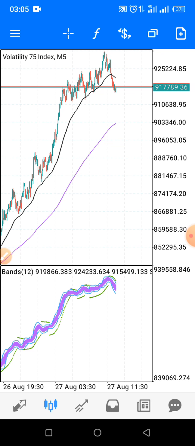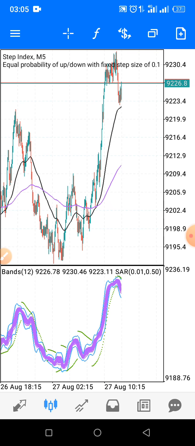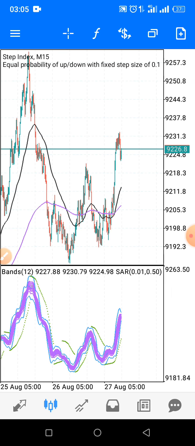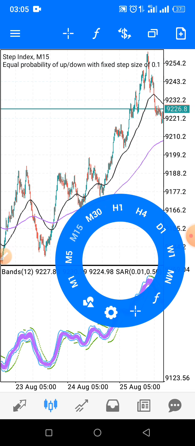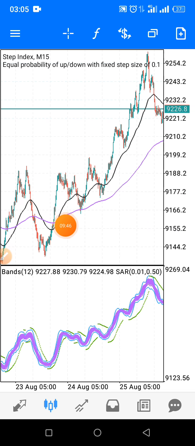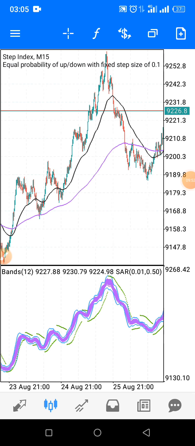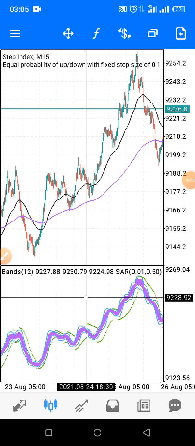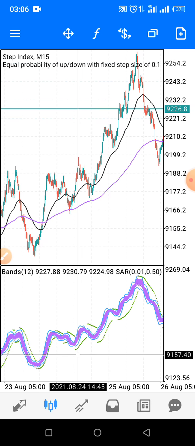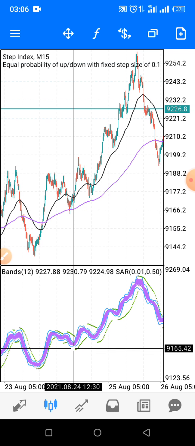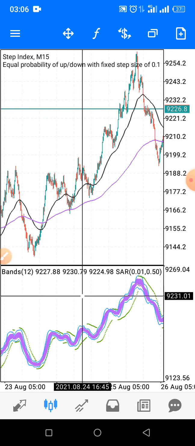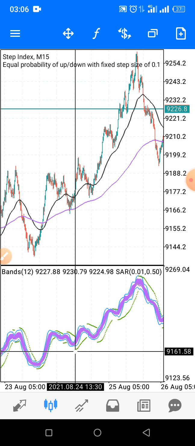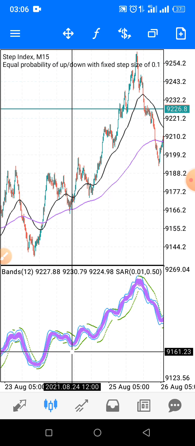Okay, let me quickly look at Step Index. Okay, 15-minute time frame. So here we've got our 50-200 cross for a bullish market. Okay, there. Then we're going to start looking for Parabolic SAR to cross below the Bollinger Bands here. So the 50-200 crossed, first confirmation. Then when the Parabolic SAR starts to appear below the Bollinger Bands, take the trade.